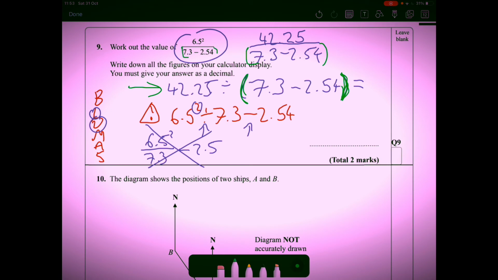Whenever you see calculations above or below the line for a fraction, you're imagining that a bracket should be around it. 7.3 take away 2.54, and it says you must give your answer as a decimal, and I've got on my calculator 8.876 to 3 decimal places.